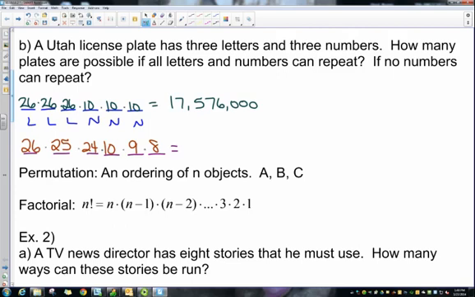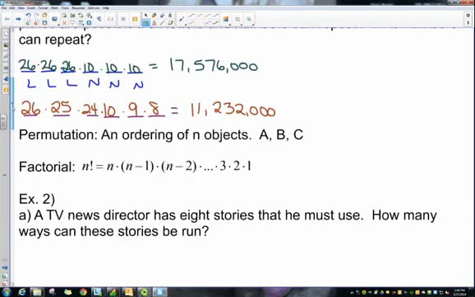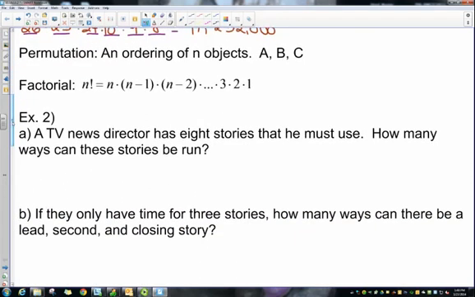Give me a second to do this in the calculator. You could work that out as well. It gives you 11,232,000 license plates. So we've lost over 6 million license plates by just saying things cannot be repeated. That's the fundamental counting principle. With this chapter, realize you're going to be multiplying a lot of things together. All right, the next thing we're going to look at is permutations.